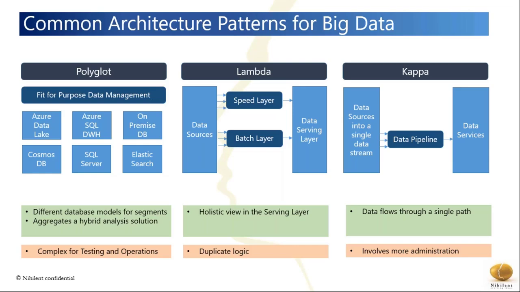So Lambda had 3 layers. One is the speed layer, which will handle your streaming input. Then your batch layer, which is your traditional data warehouse flow. And then finally the data serving layer, which is going to combine and give you a holistic view of analytics from both these layers. Now that is fantastic, right? Because in one system, you're getting a view of everything. But then what happens is you end up duplicating the code, or your logic. So your logic might get duplicated in both the batch layer and the speed layer.